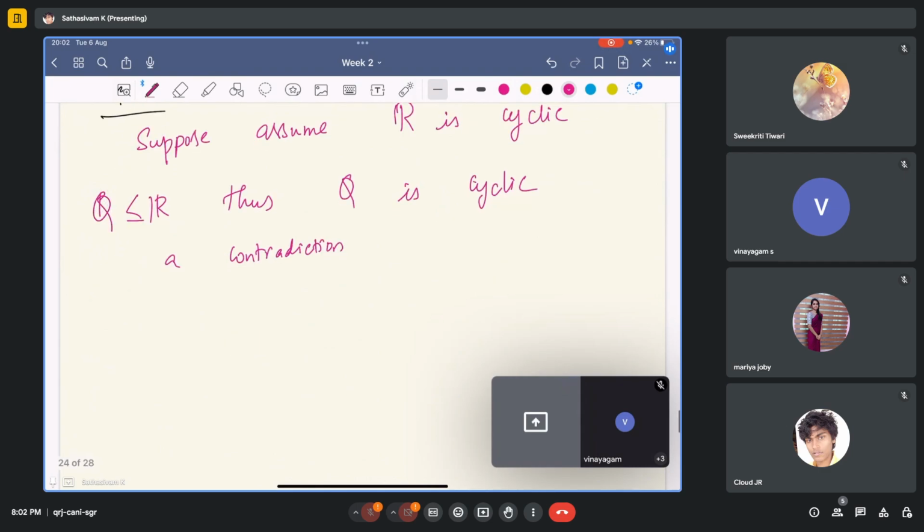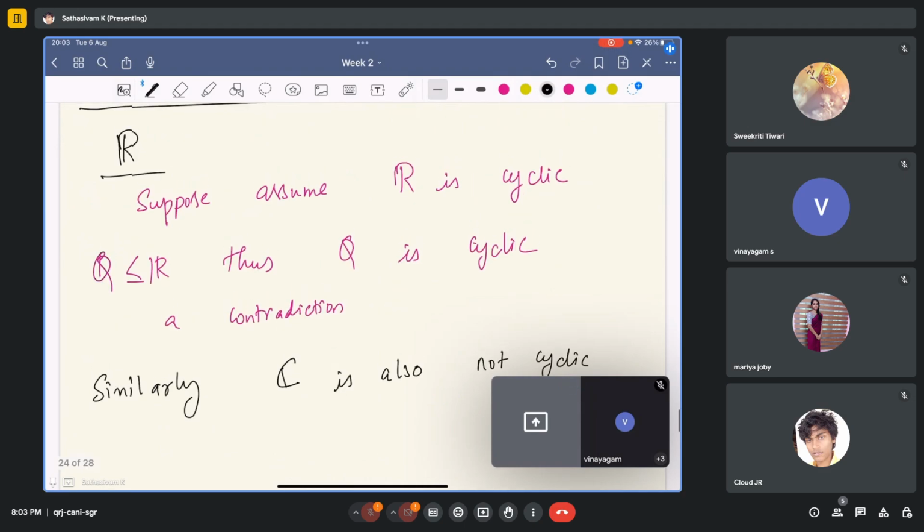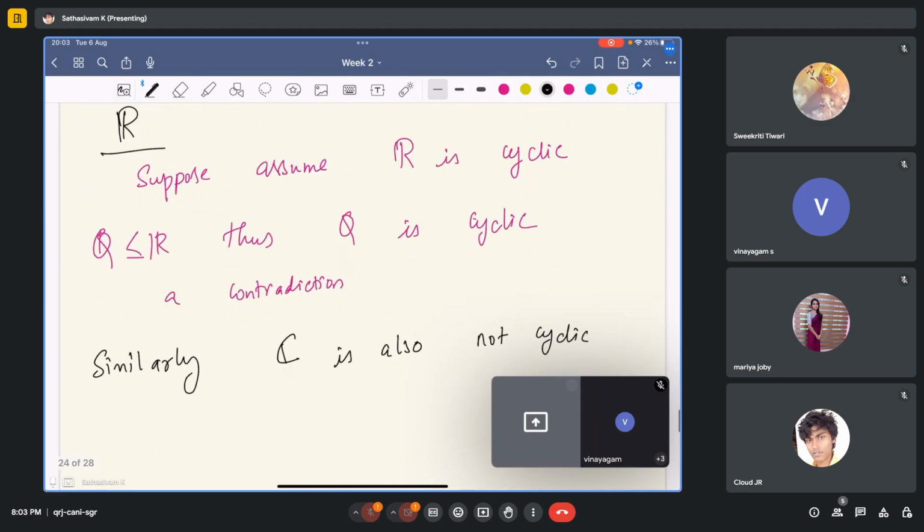So similarly, you can prove that C is also not cyclic. If you want to directly prove it, it may be hard. I don't know, is there a direct way? But this you can do like this.